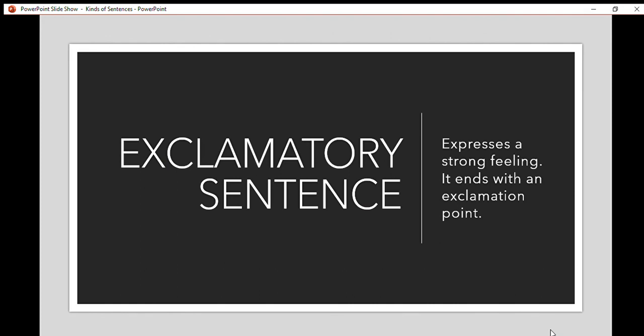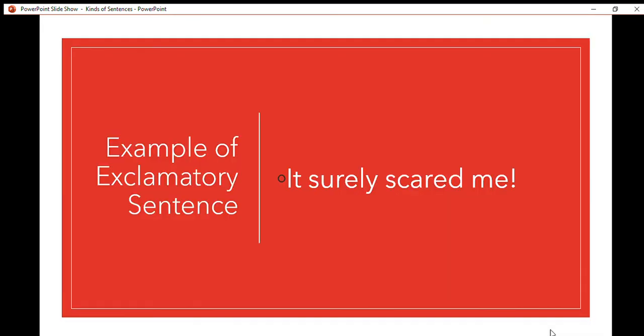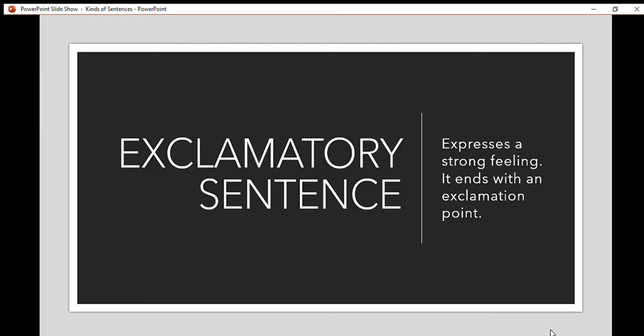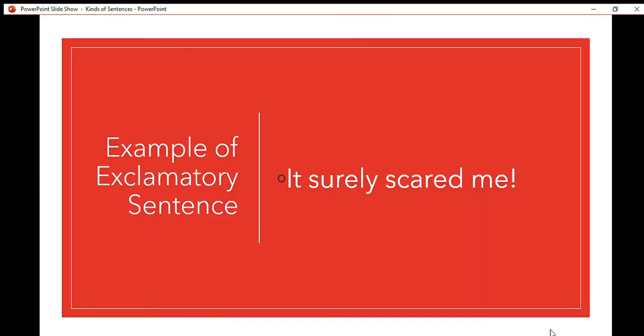So an exclamatory sentence expresses a strong feeling and it ends with an exclamation point. So let's look at an example here. An example would be, "It surely scared me!" That's an example of an exclamatory sentence. It ends with an exclamation point at the end.